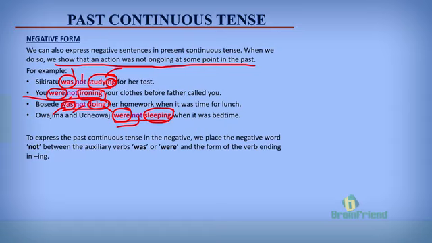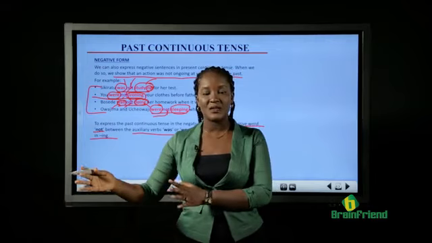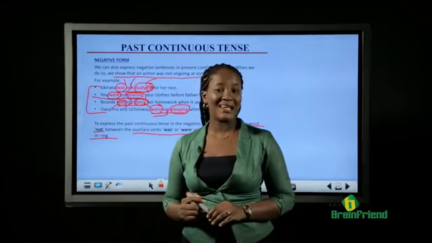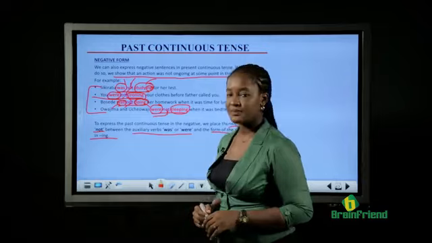Now, when we express the past continuous tense in negative, we place the negative word not between the auxiliary verbs was or were and the form of the verb ending in ing, which is a present participle. That is just what I have illustrated in these sentences. We always find the negative word not occurring between the past tense form of the be verb, was or were, and the present participle form of the verb, which is the form of the verb that ends in ing.